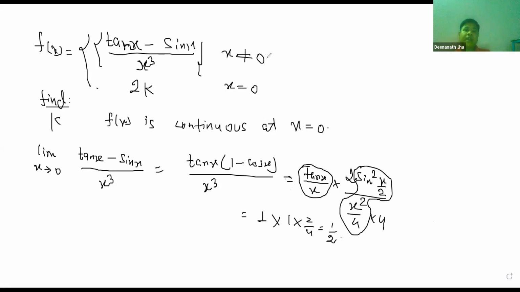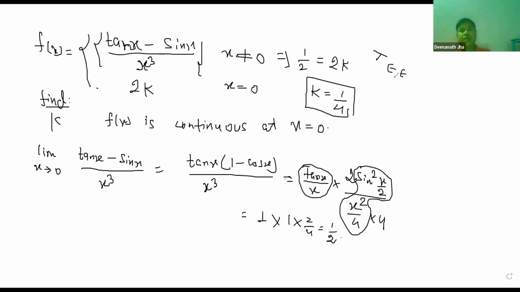So it will be 1 by 2, and since the function is continuous at x equal to 0, it will be equal to 2k. It means k equal to 1 by 4. This is a question from board and JEE also, but it is a very important question.